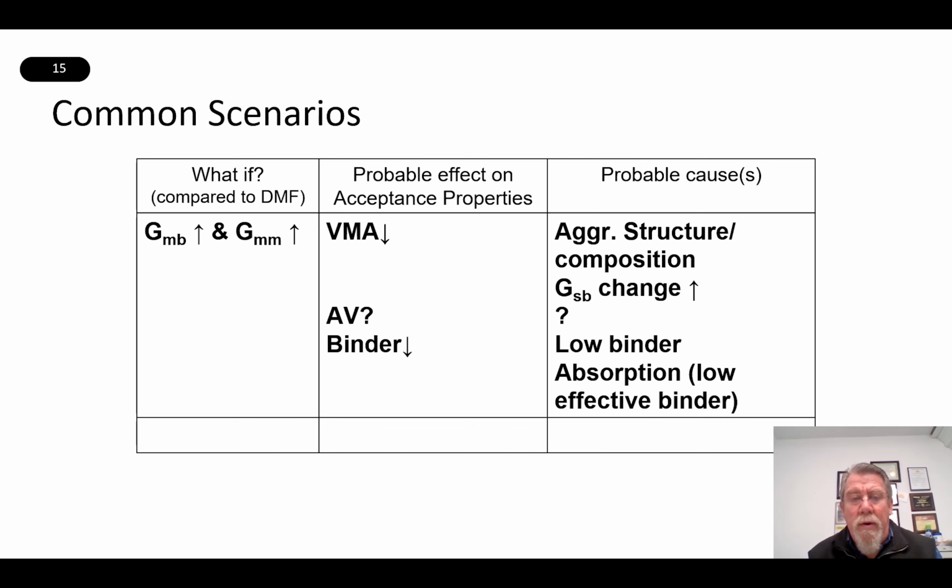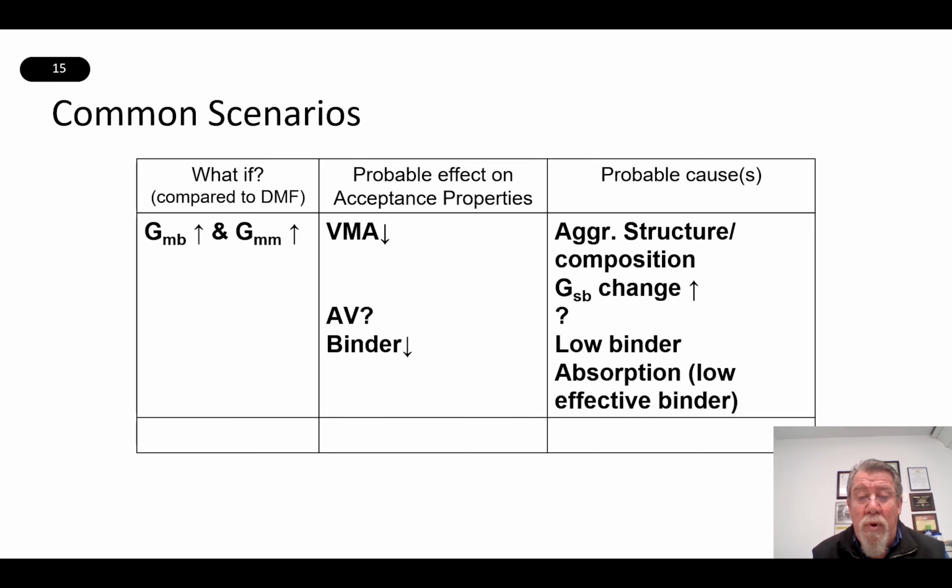The third scenario is what happens when your GMB, your compacted pills, goes up and your GMM, your rice, goes up. Probable effect, most likely your VMA will go down. Air voids, kind of hard to say. Most likely if the GMB goes up and rice goes up, your air voids will stay the same from wherever they're at, because as long as the difference between GMB and GMM doesn't change, the air voids won't change.